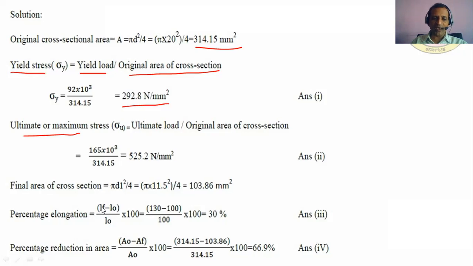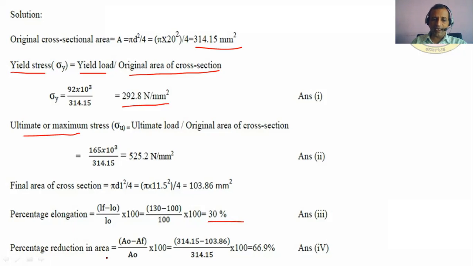LF means final length, L0 is original length. So 130 is the final length given in the problem, minus 100, the initial length. It is the gauge length he has given, that is the original length. So 130 minus 100 divided by 100 into 100, that is 30%. Now 30% is the percentage elongation.